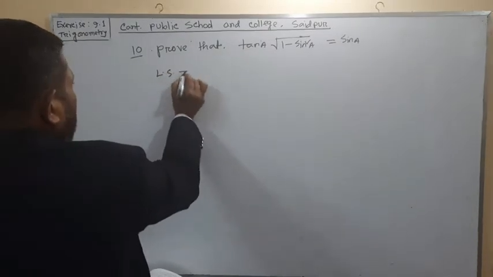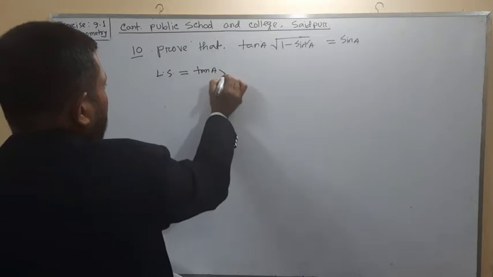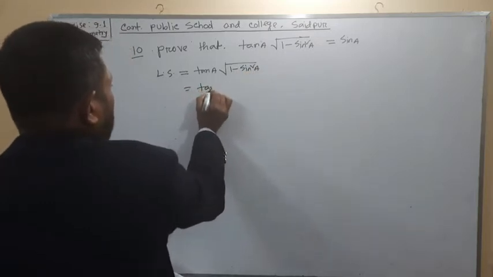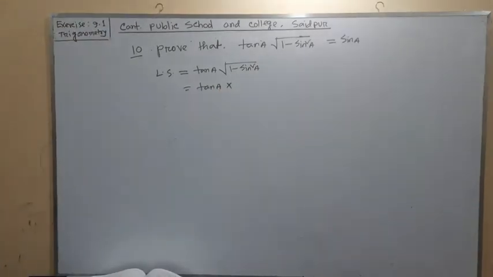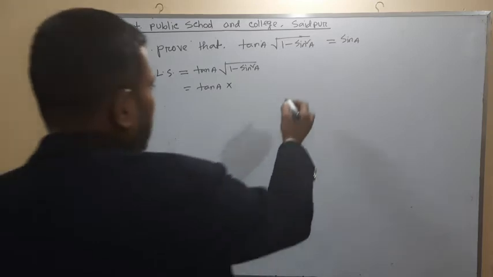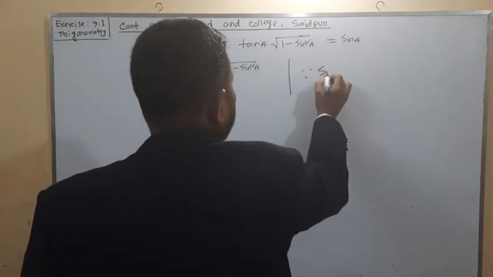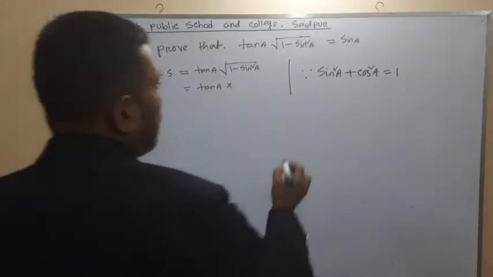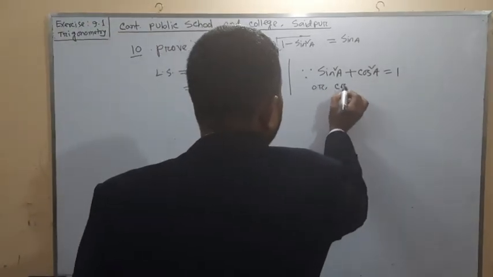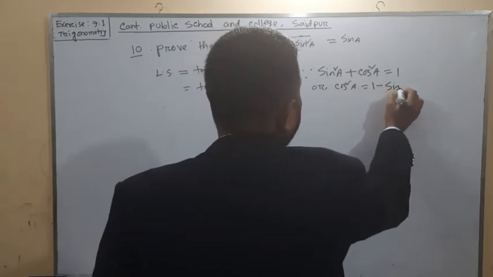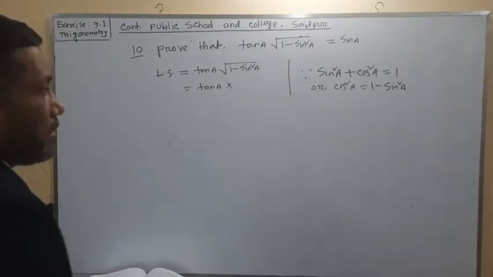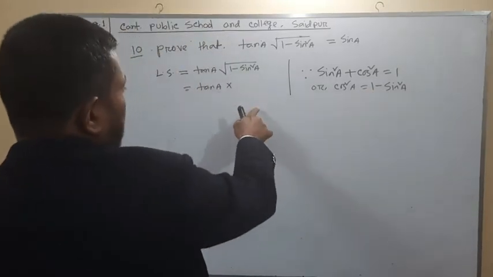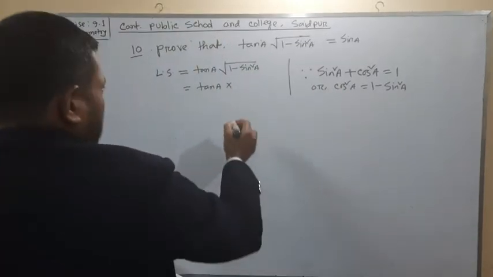In the left side here, tan A square root of 1 minus sin square A. We know sin square A plus cos square A is equal to 1, or cos square A is equal to 1 minus sin square A. Now I am replacing 1 minus sin square A by cos square A, that is I want to put the value: 1 minus sin square A is equal to cos square A.